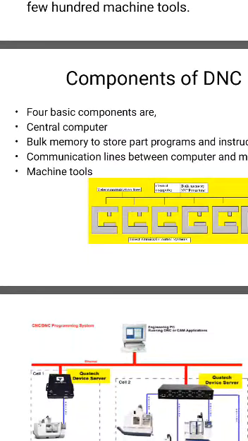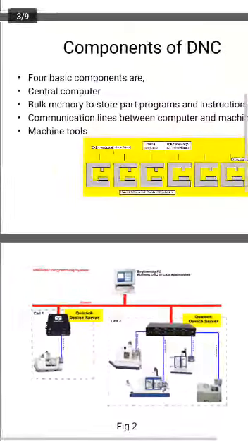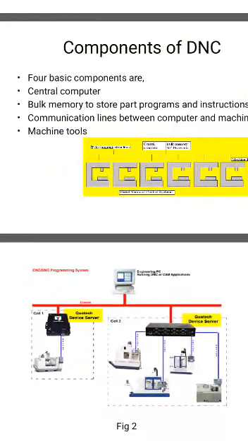Next we'll see the bulk memory storage part. What is the bulk memory storage part? What is its function? It can store all the part programs required for all the CNC machine tools. It stores all the part programming data whichever is needed for the CNC machine tools. It only stores the data. Whatever data is needed, it stores in the computer. Next one is what?